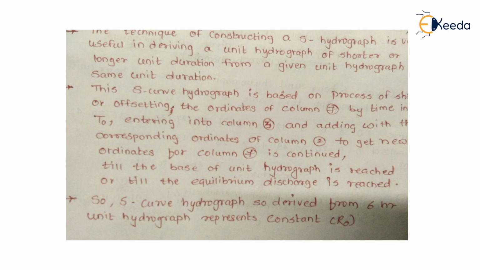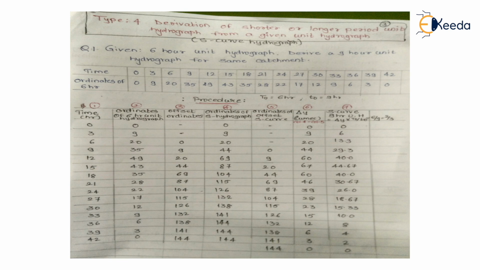So let's see the numerical which is based on this S-curve hydrograph. As we had discussed, we have to derive a shorter or longer period unit hydrograph from a given unit hydrograph. Means if the given unit hydrograph is of a shorter period, like 2 hour, 1 hour, 3 hour, and we have to find the longer period unit hydrograph, like 5 hour, 6 hour, 7 hour, 9 hour, then we can adopt this S-curve hydrograph.